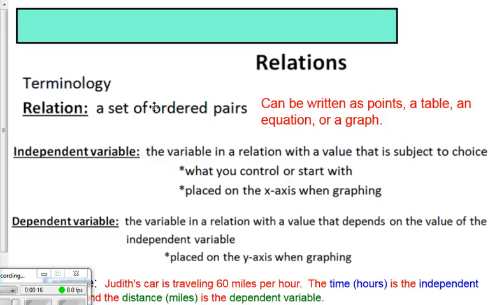Well, a relation is just a set of ordered pairs. Now, that can be given to us as just a set of points. We can write it as a table, we can write an equation, we can draw a graph. Basically, it's just anytime you have a group or a set of ordered pairs.